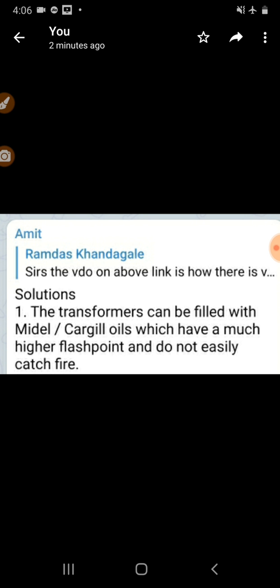What is the difference between the flash point temperature of paraffin based oil and naphthalene based oil? Can you please tell what is the difference between the flash points of these two types of oils, that is paraffin based, naphthalene based, and these Midel and Cargill oils? Just what is the difference in degrees Celsius, so that we can assess. We do not believe anybody, but this is out of our curiosity.